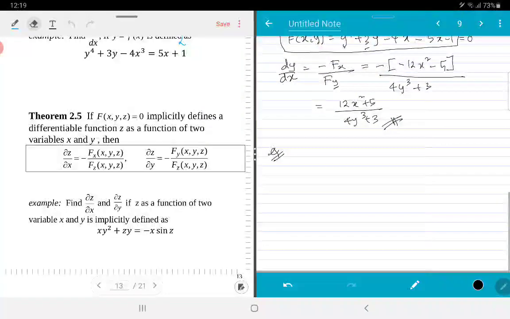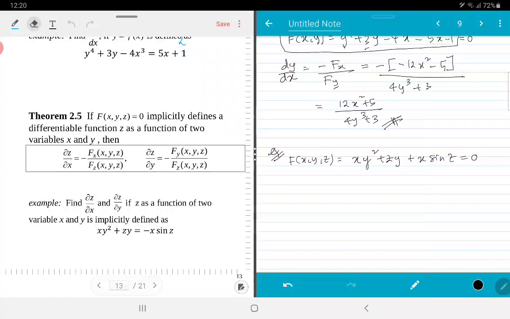Here we have our equation xy squared plus zy equals negative x sine z. As you can see, it is quite impossible to write z in terms of x and y here. So here z is defined implicitly. First step, we need to rewrite the equation so that we have all the expressions with x, y, and z on one side. That will give us xy squared plus zy plus x sine z equals 0.